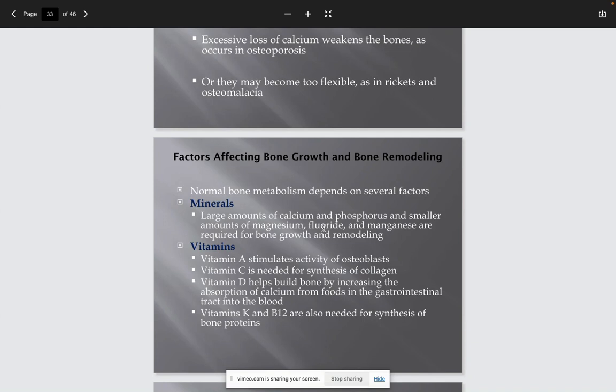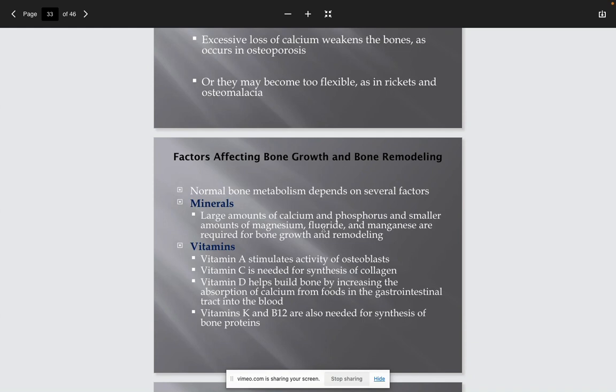Vitamin D. Vitamin D helps build bone by increasing the absorption of calcium from foods in the gastrointestinal tract into the blood. So I want you to know that vitamin D helps absorb calcium from foods in the GI tract, right? So vitamin D, where do we get vitamin D? We get it from the sun. That's one way, right? Can also get it through dairy products. And I asked you guys what dairy products were, and you guys told me that it was our milks and our cheeses, things like that, yogurt, things like that.